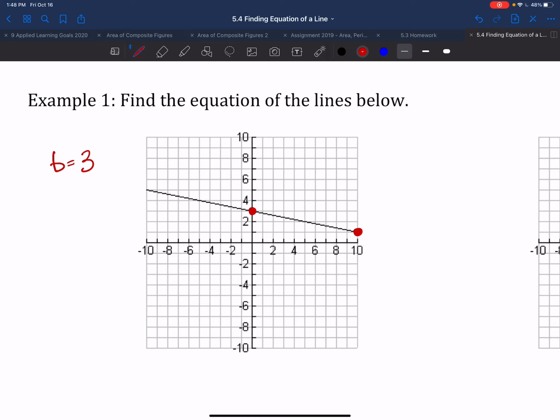You find your rise and run by looking at the points here. So that's my rise, and that's the run. So we have a slope of 2 over 10, because the rise is 2, and the run is 10. But it's going down, right? This line is going down. So we say that that's a negative slope. And then, just to reduce it, we get negative 1 over 5.